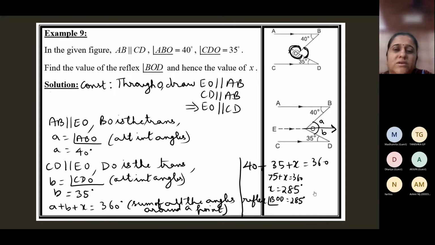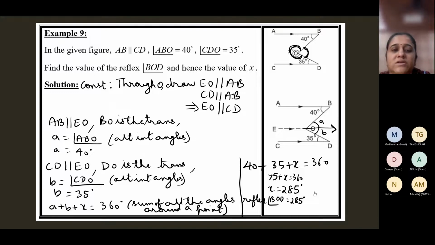So just work this in a different way. You can work this one the way we worked the last one, using co-interior angles as supplementary. That is, x will be divided into two angles a and b. You can find a and b using the property that co-interior angles are supplementary, and then x is equal to a plus b, exactly like we did the last one.